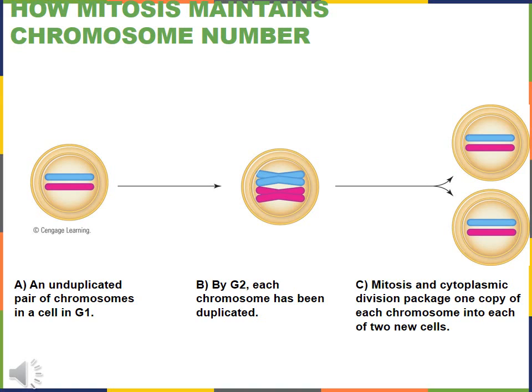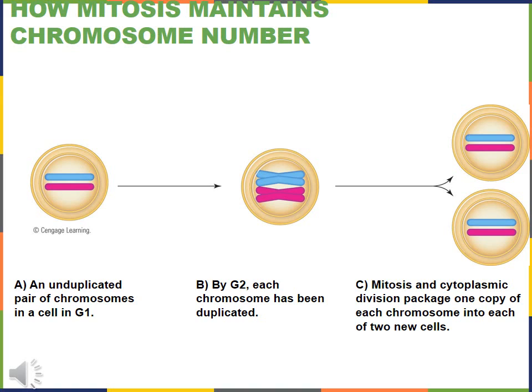You can see how each parent chromosome was duplicated. Now I have two blue and two pink, so two from the father, two from the mother. And then we go from G2 all the way into mitosis and cytoplasmic division. We end up with two daughter cells here in part C, and you can see how one blue chromosome went into the top cell and one went into the bottom cell, and the same thing with the pink chromosomes. One pink went into the top and one pink went into the bottom. So that's how we maintain that chromosomal number.